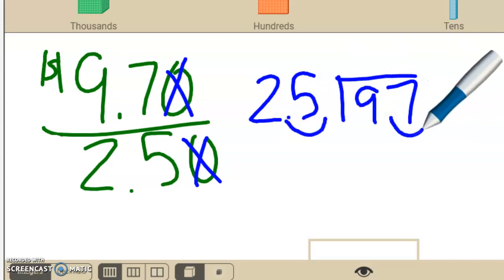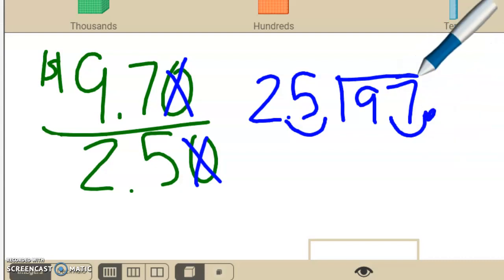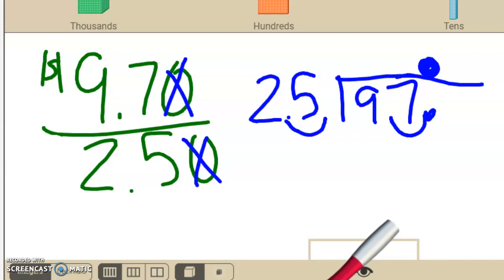When I do that, I move this over to here. I also move that decimal. So I've got my big fat decimal up here. And now I'm going to do my division. 25 goes into 9 no times, can't happen. But 25 can go into 97. And again, I know it can't be 4 because the 4 would give me 100 solid, and this is not quite 100, so it's going to give me 3 times.